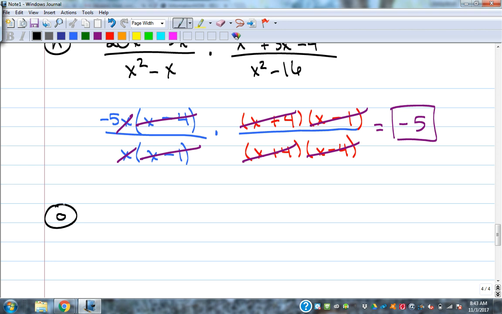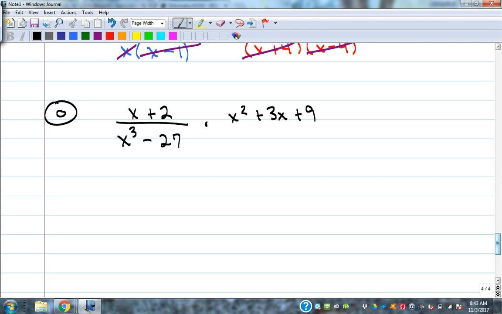The donut example. X plus 2 over x cubed minus 27 times x squared plus 3x plus 9. Well, the second part's not a fraction. How can I make it a fraction? Yeah, just put it over 1. Makes you feel a little better, more comfortable.